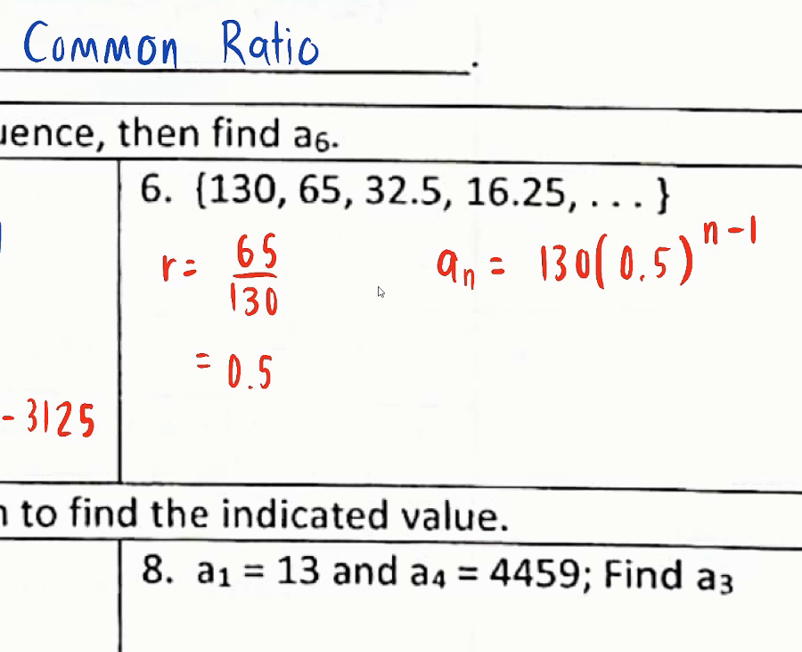If I want to find a sub 6 now, what do I do? I go to my calculator. I type in 130, open parentheses, 0.5 or 1/2, raised to the 6 minus 1 power, or you could have changed that, like I said, to the 5th power. And what did that give you? 65 over 16. So if you use a fraction, it would have been 65 over 16. If you use the decimal, it would have been 4.0625, correct?